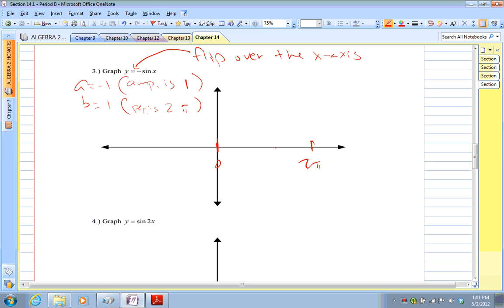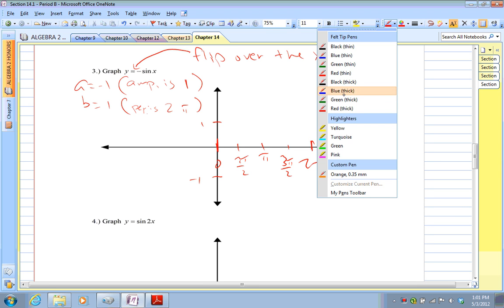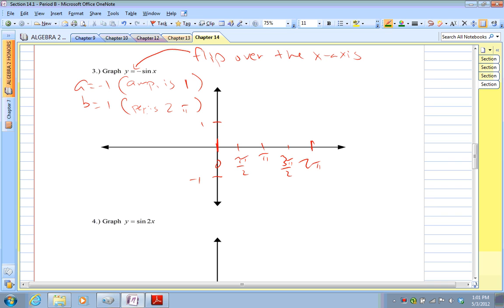0, 2 pi, middle, pi over 2, 3 pi over 2. The amplitude is still the same. But some of our points will be a little different, right? So instead of progressing upwards, we're going to progress downwards, but then we'll come back up eventually. And of course, we have this, we have this. So that's all. Very simple.